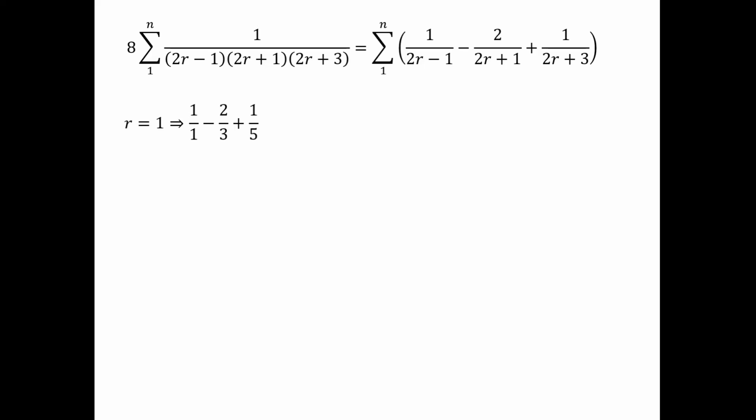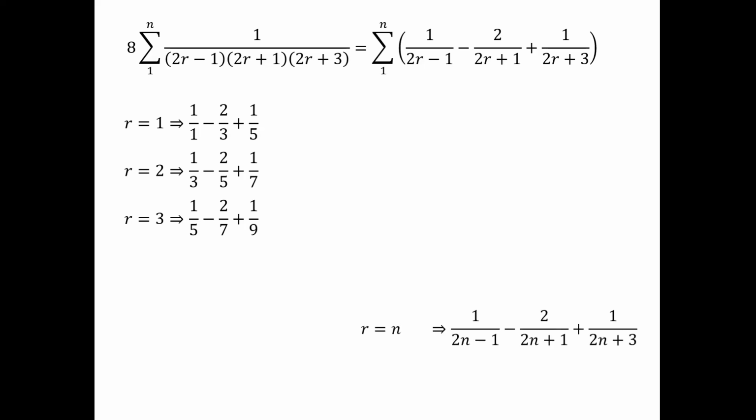So on the right hand side, if I put r is equal to 1 in, I'll just have 1 over 1 minus 2 over 3 plus 1 over 5. When I stick r is equal to 2 on the right hand side, I'll have 1 over 3, minus 2 over 5 plus 1 over 7. Put r is equal to 3 in, 1 over 5 minus 2 over 7 plus 1 over 9. First 3 terms will do me. If I go right to the end, put the n in, I'll have 1 over 2n minus 1 minus 2 over 2n plus 1 plus 1 over 2n plus 3.